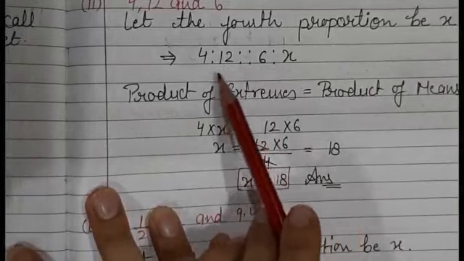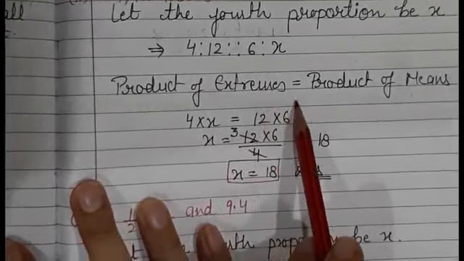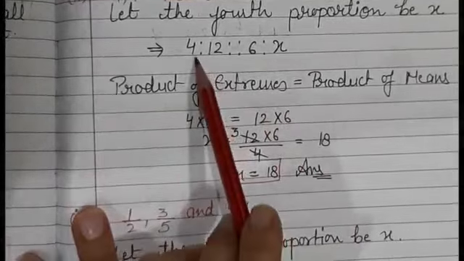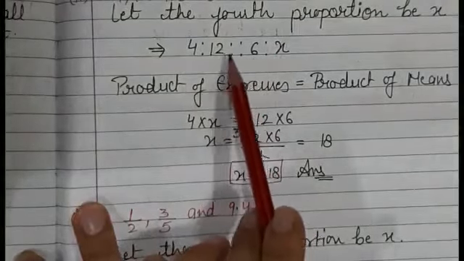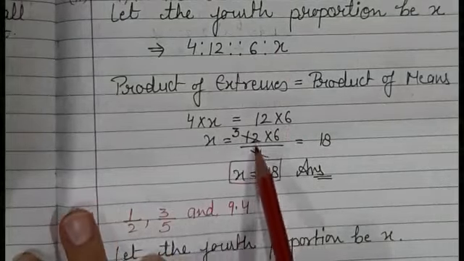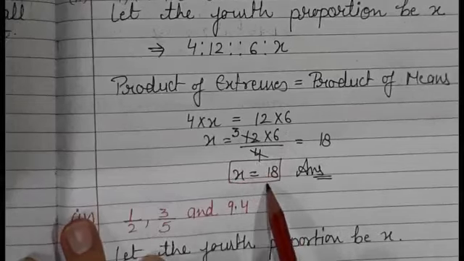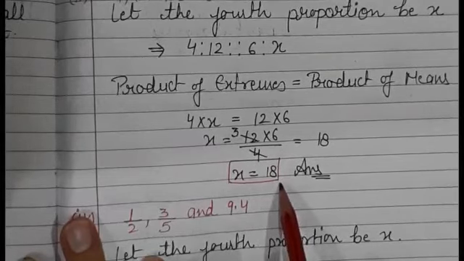Now, if these numbers are in proportion, then we can apply the formula: product of extremes is equal to product of means. So product of extremes 4 into x is equal to product of means 12 into 6. Find the value of x. 12 into 6 by 4. When we simplify, value of x will be 18. So that means fourth proportion is 18. Clear?